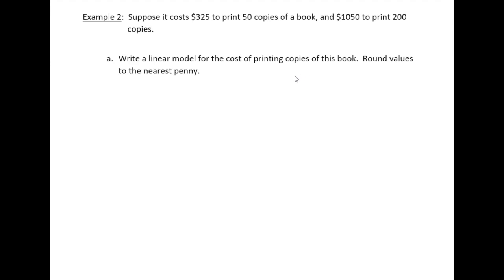So we're trying to find the equation of a line given two ordered pairs, or 2 points on that line. So let's first identify the two ordered pairs. One pair will be 50 copies at $325, and the second pair will be 200 copies at $1,050. Since we're writing a linear model for the cost, we'll let y equal the cost in each of these pairs, and x will be the number of copies.